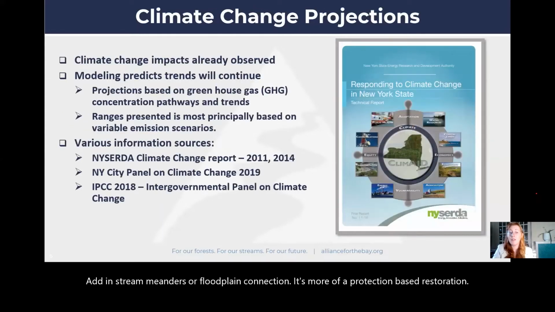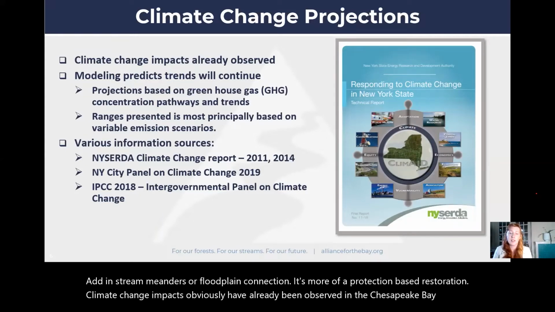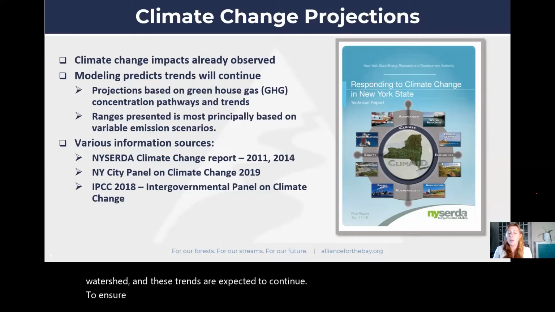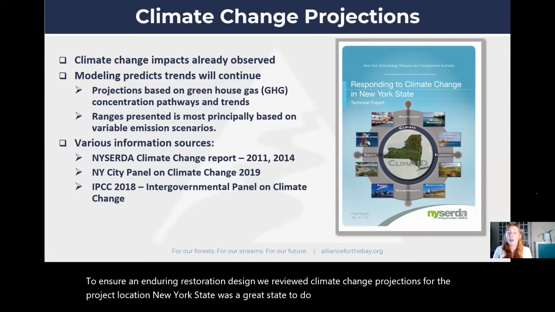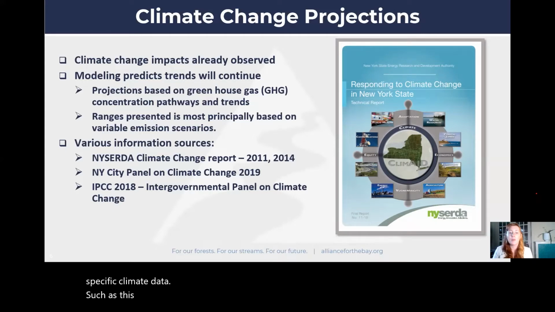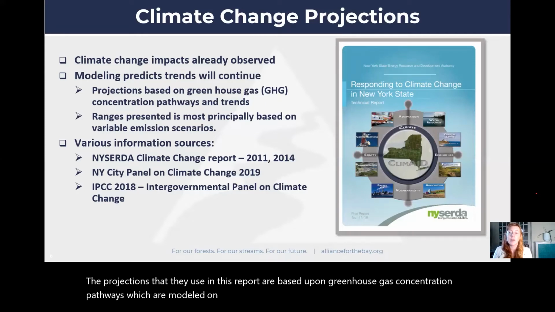Climate change impacts obviously have already been observed in the Chesapeake Bay Watershed, and these trends are expected to continue. To ensure an enduring restoration design, we reviewed climate change projections for the project location. New York State was a great state to do climate work in, as there's region-specific climate data, such as this New York ClimAID report. The projections that they use in this report are based upon greenhouse gas concentration pathways, which are modeled on variable emission scenarios.